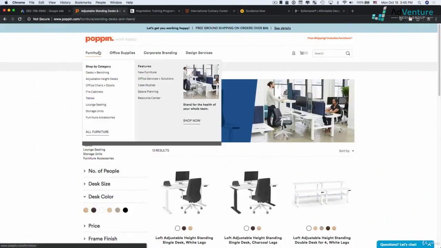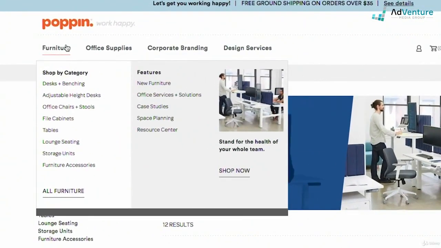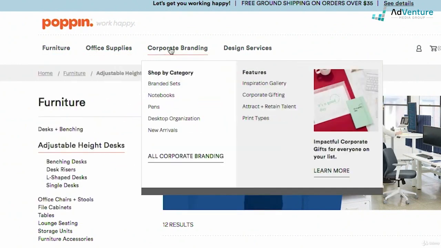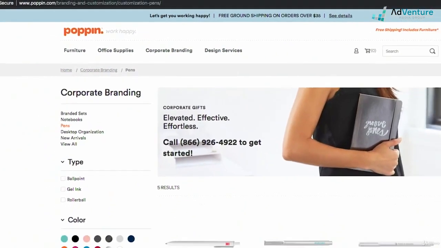So again, there's two ways I would potentially break it out up here. I would have a top-level campaign for furniture with ad groups below, ad groups for file cabinets, ad groups for tables, ad groups for long seating, so on and so forth. I might have a campaign for corporate branding and then an ad group for branded sets, notebooks, pens, desktop organization, new arrivals. But again, it's tricky because let's say I were to click into pens.